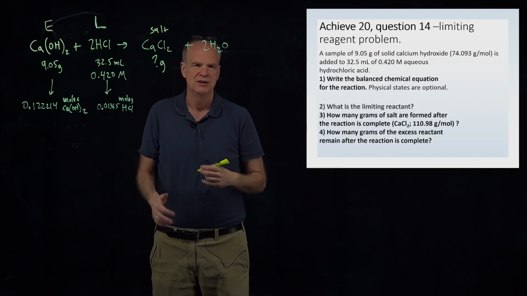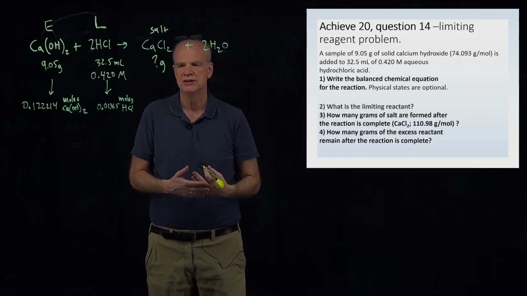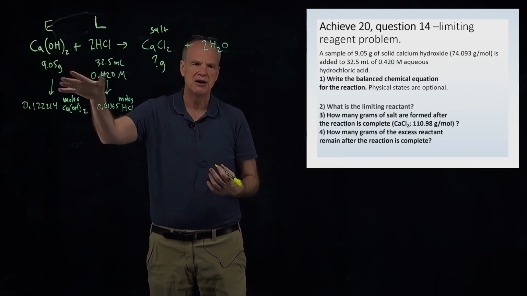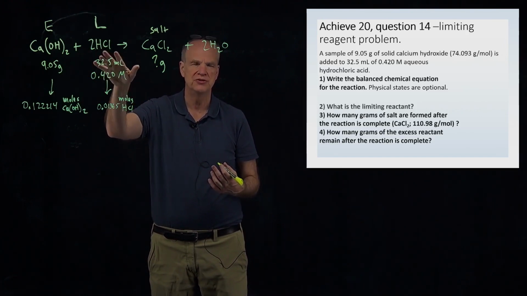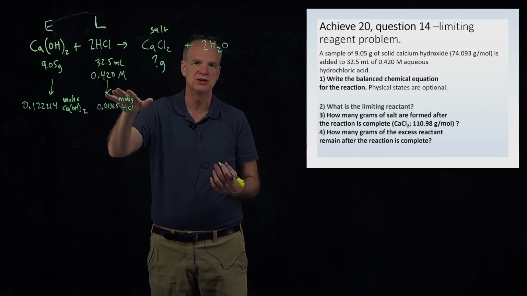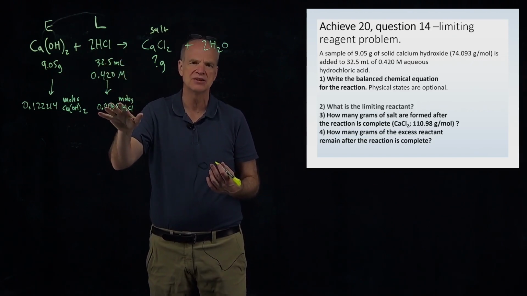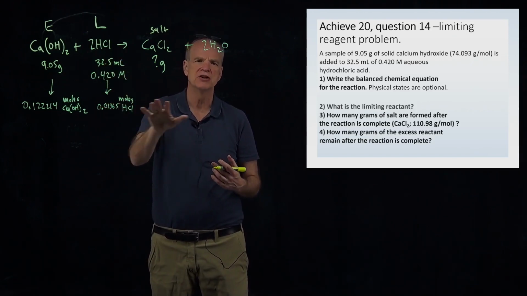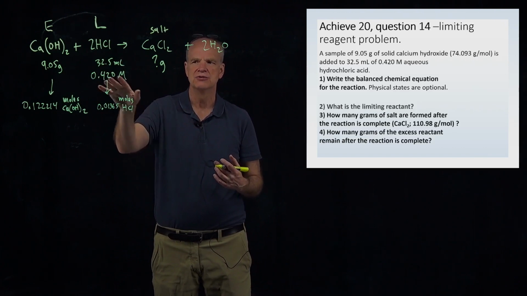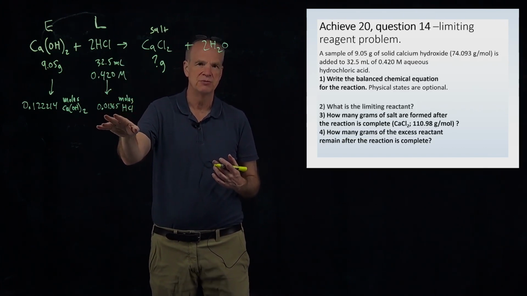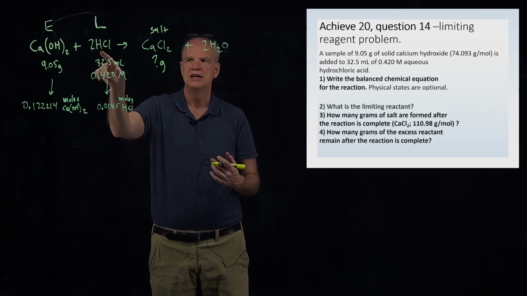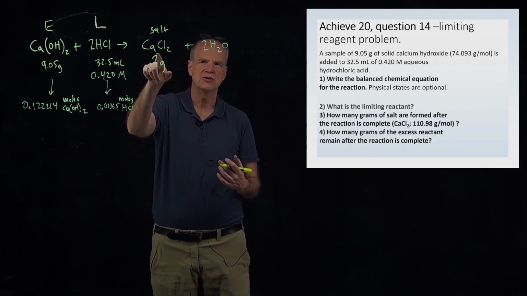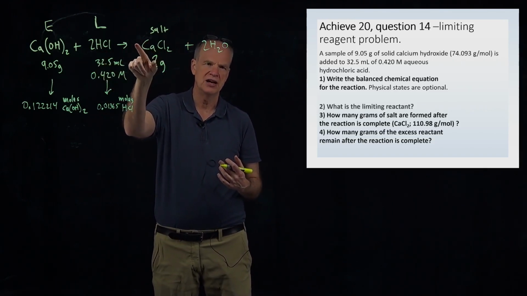What I'm hoping you know at this point is you can figure that out from one of the reactants, but the reactant you choose is going to be the limiting reactant, because it's the limiting reactant that determines how much product you're going to get. So let's get the moles of this limiting reactant, which is HCl, and then we'll figure out the moles of calcium chloride produced, and then the grams of calcium chloride produced.